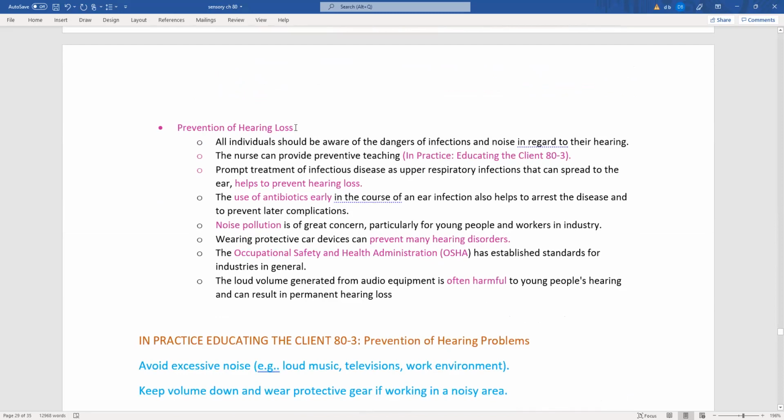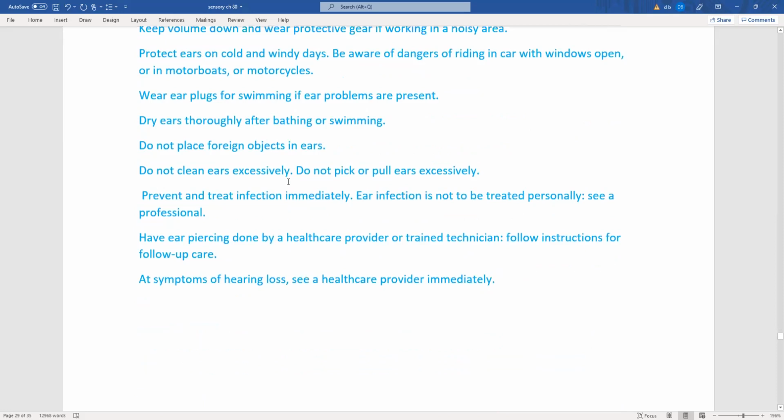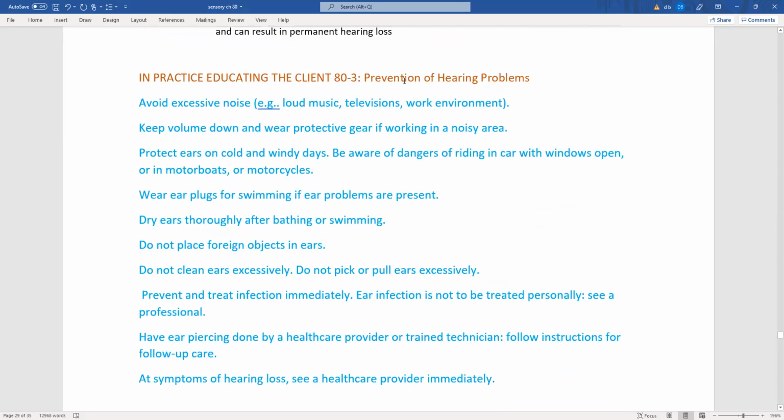So let's talk about prevention of hearing loss. All individuals should be aware of the dangers of infections and noise in regard to their hearing. The nurse can provide preventative teaching. That's going to be down here. So with the preventative teaching, let's read that real fast and then scroll right back up. So this is in practice educating the client, prevention of hearing problems.